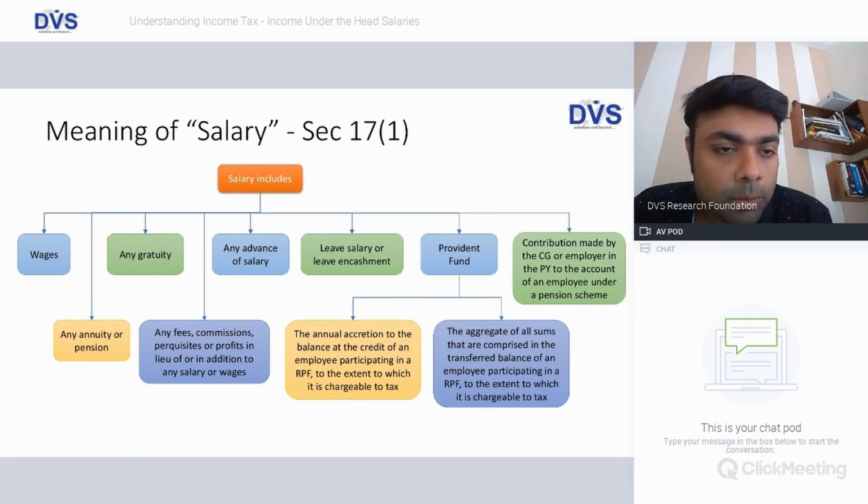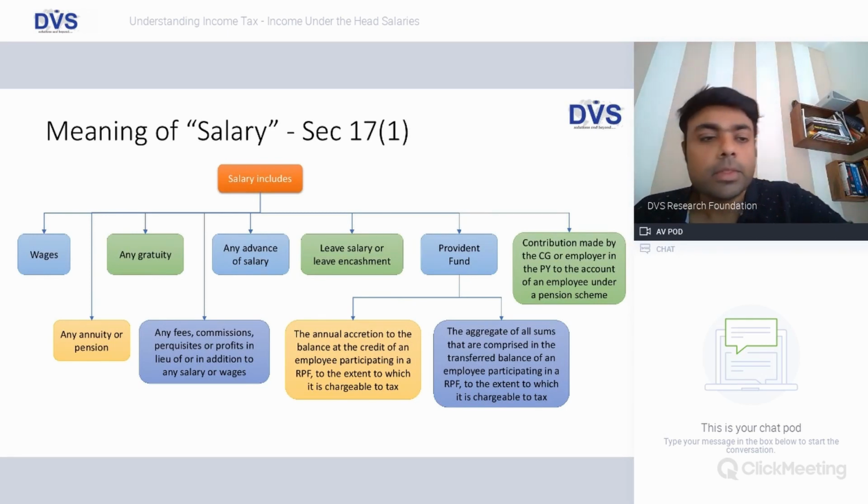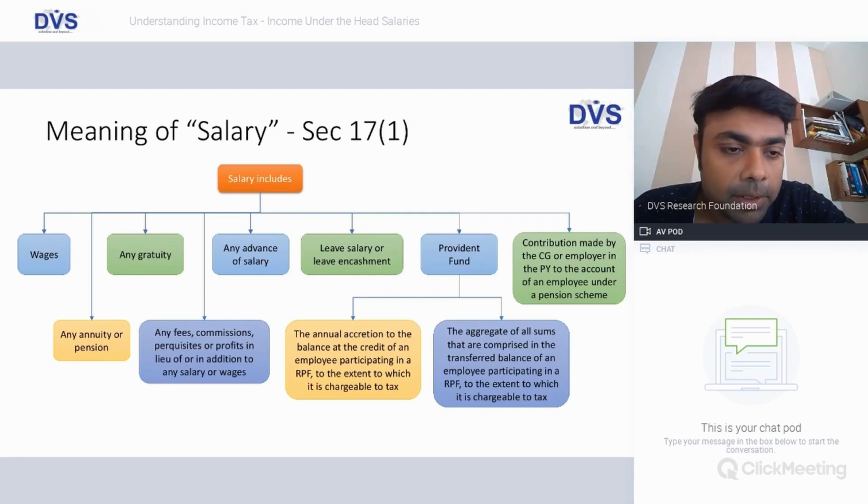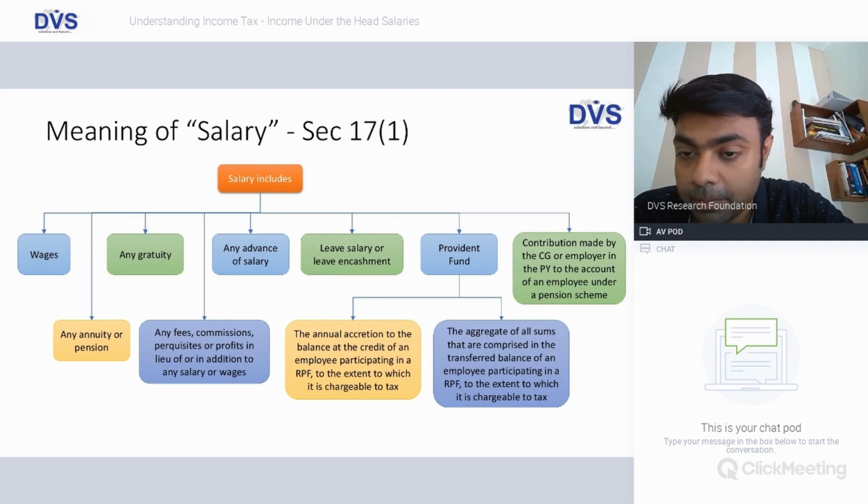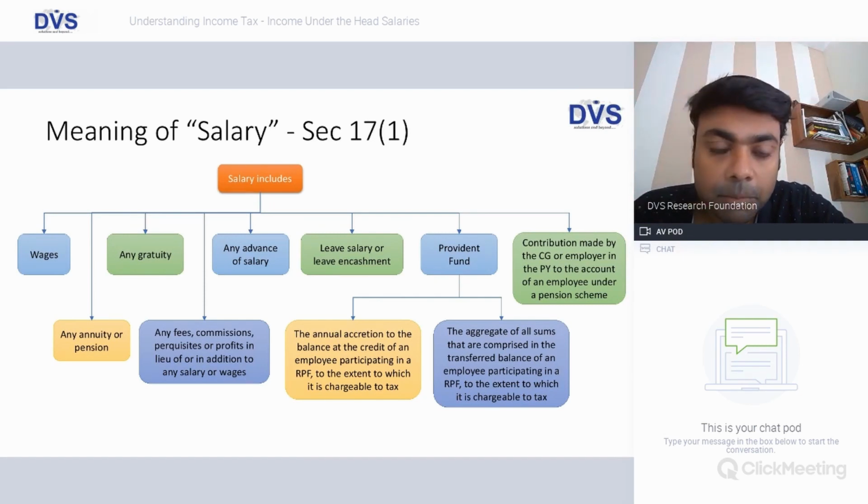So salary includes, so it's an inclusive definition, not an exhaustive definition. Includes wages, annuity or pension, gratuity, fees, commission, perquisites, advance salary. It is not advance against salary. There's a difference between the two. So if it's pure advance salary, it's taxable on receipt basis.